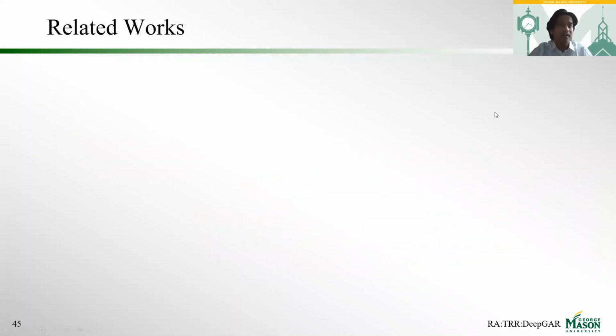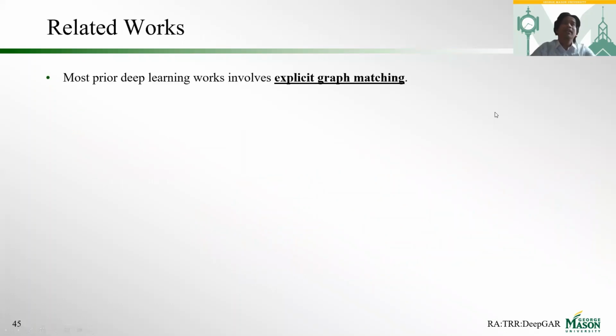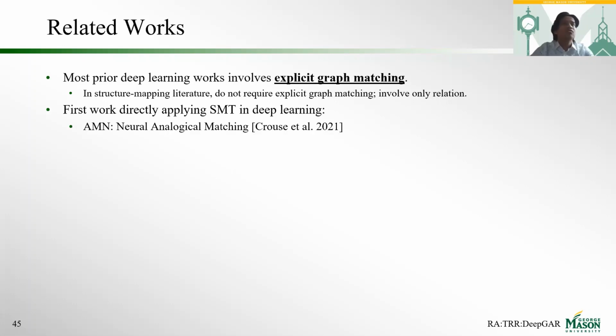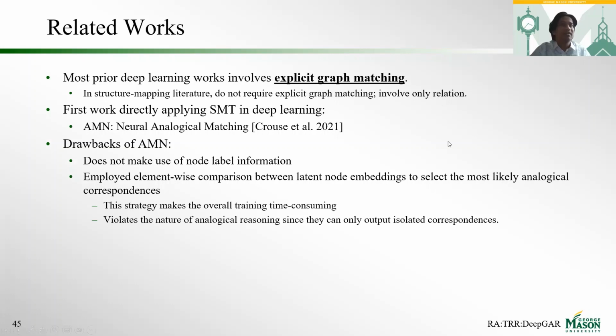So there is related work. Most prior deep learning works actually involve explicit graph matching. They didn't do analogical reasoning. In structure-mapping literature, in SMT, you do not require explicit graph matching. It involves only relationships. The first work which implemented SMT in deep learning was AMN, neural analogical reasoning. And we are actually the second one implementing this analogical reasoning using deep learning.